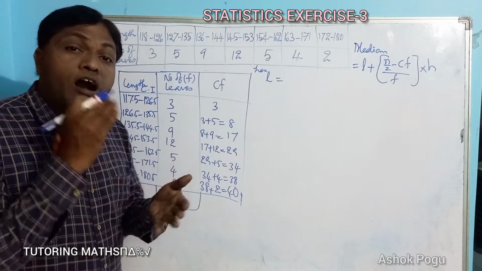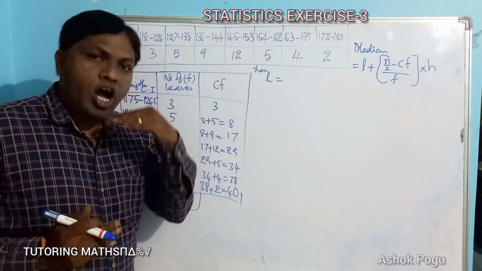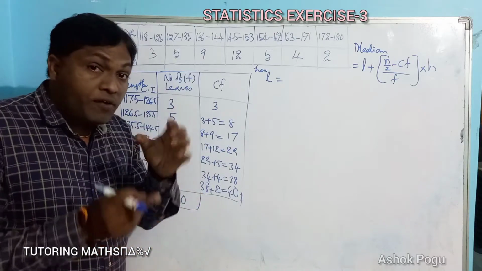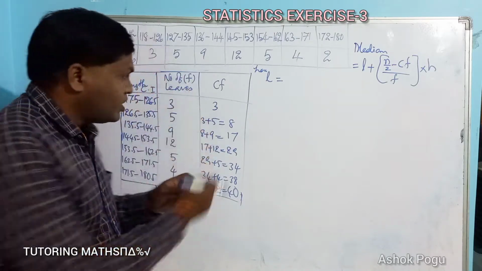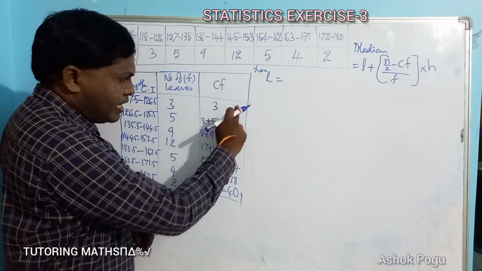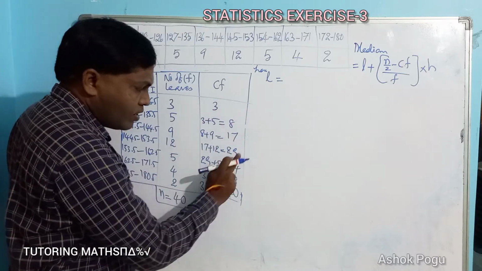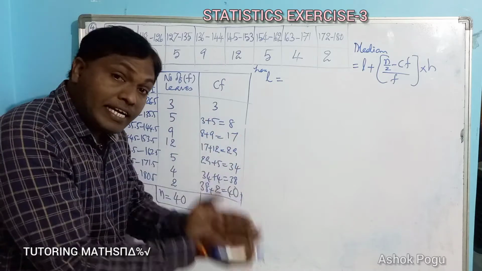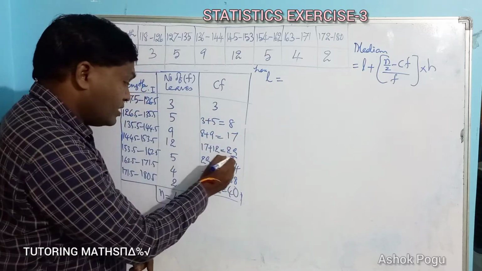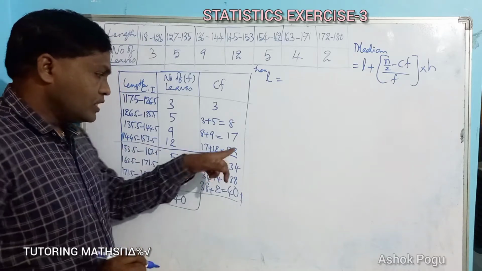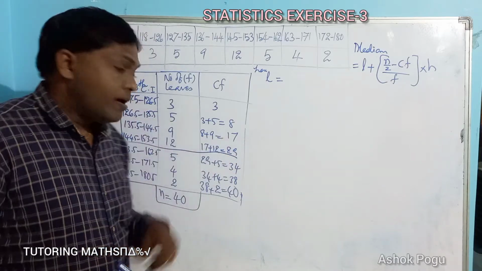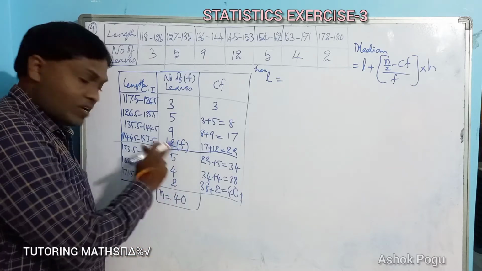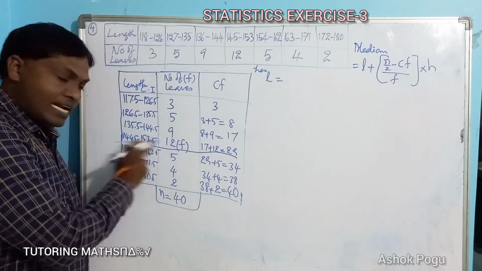You take half of 40 because median is half. What is half of 40? 20. Now check where we get the 20th observation in cumulative frequency. 3, up to 8, up to 17, 29. Yes, after 17 the remaining values 18 to 29 we can find in this class. Therefore this class is called the median class, and this is the median class frequency.